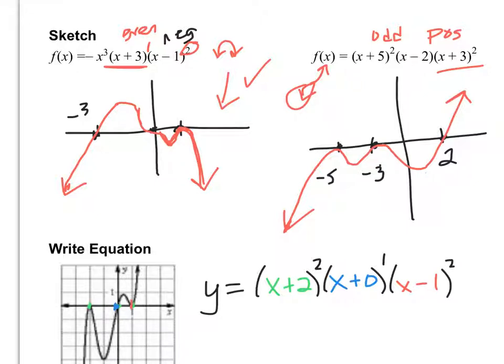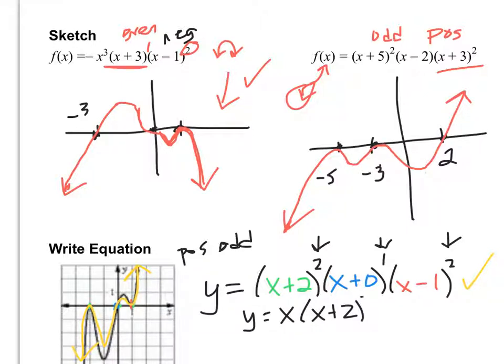So let's double check. That would be positive, and then my degree is 2, plus 1 is 3, plus 2 is 5. So odd positive. And does my original curve look like an odd positive graph? Absolutely. So that's probably my right answer. Now, if this was multiple choice, like it might be on the midterm, then they probably will write it like this: x times (x plus 2) squared times (x minus 1) squared, because x plus 0 is really just x.